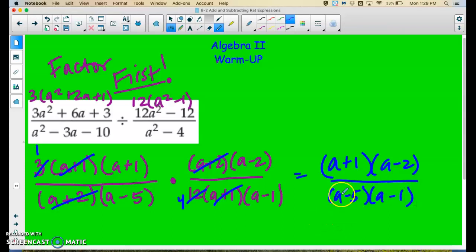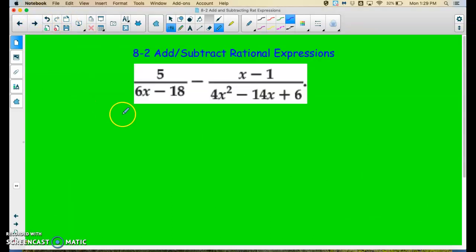And I think that's it. So that's a little review of dividing. Okay, now let's get into adding and subtracting. So go ahead and pause the video and write this down. I'm going to do the same. And remember, you need to factor first.